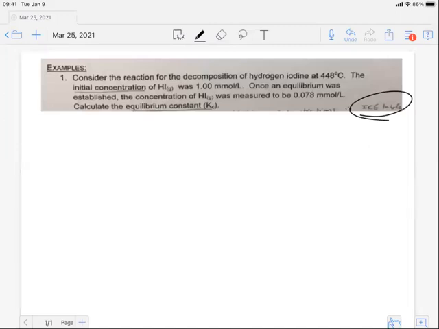Okay, so actually before we set up the ICE table, we need to have our chemical equation. So we have 2HI, and we've got a reversible reaction. We have H2, it's a gas because of decomposition. And if you remember from last year, probably not, decomposition of a binary compound, which is a compound with only 2 elements, they decompose into their elements, which is hydrogen and iodine, both of which are diatomic.